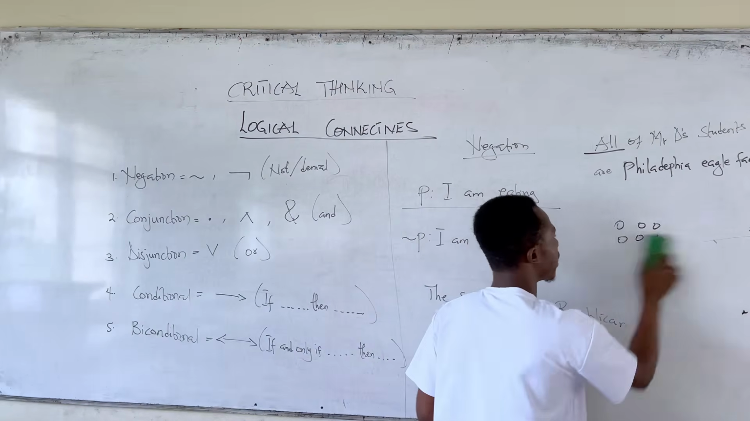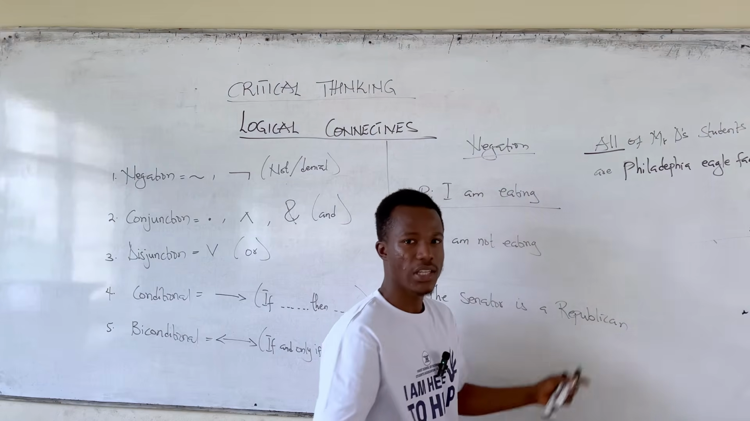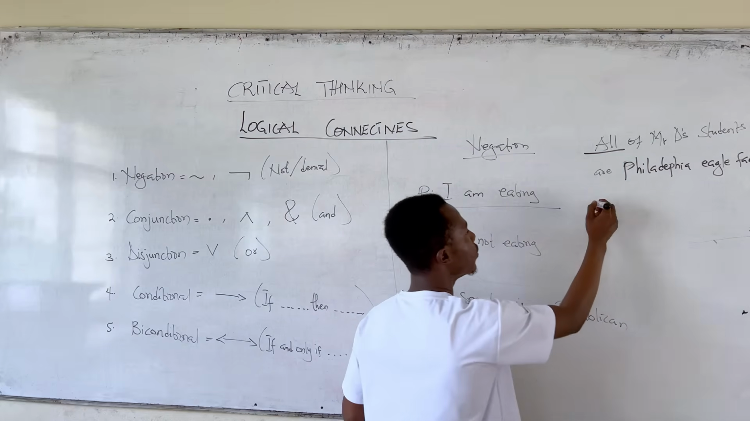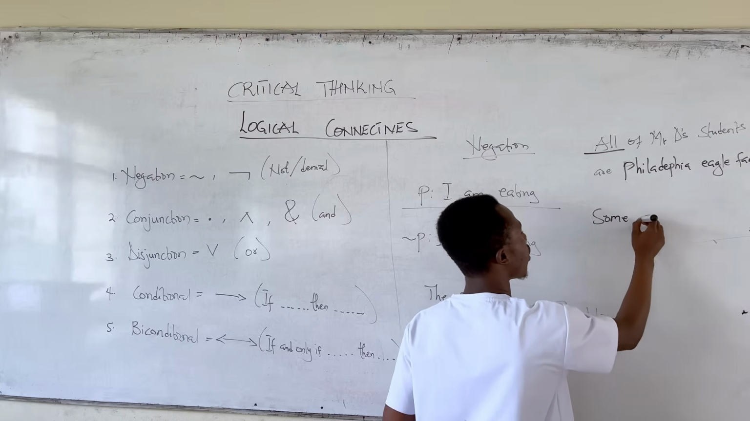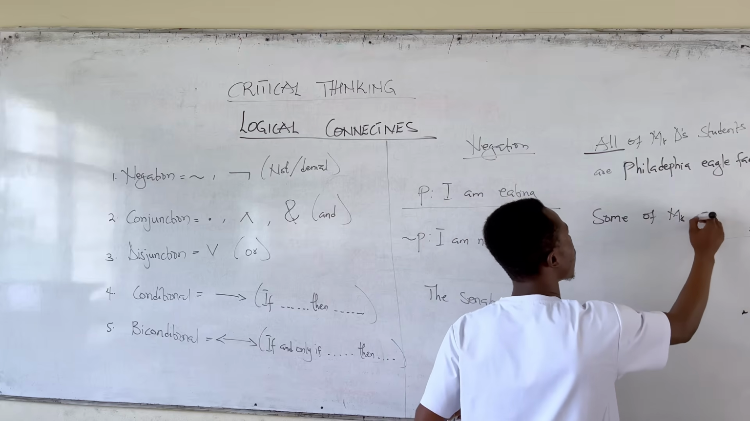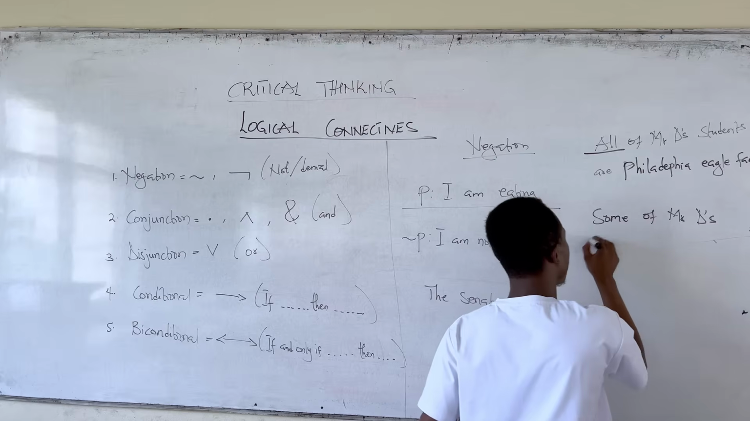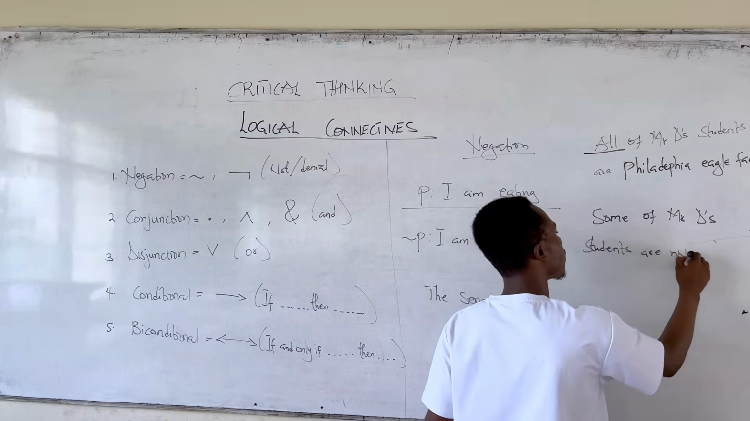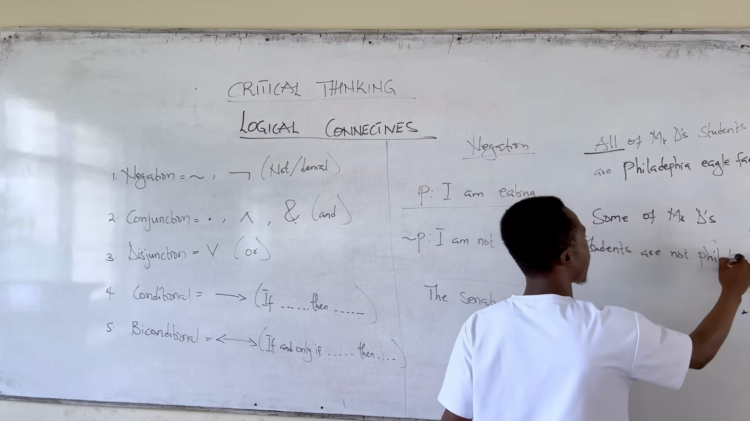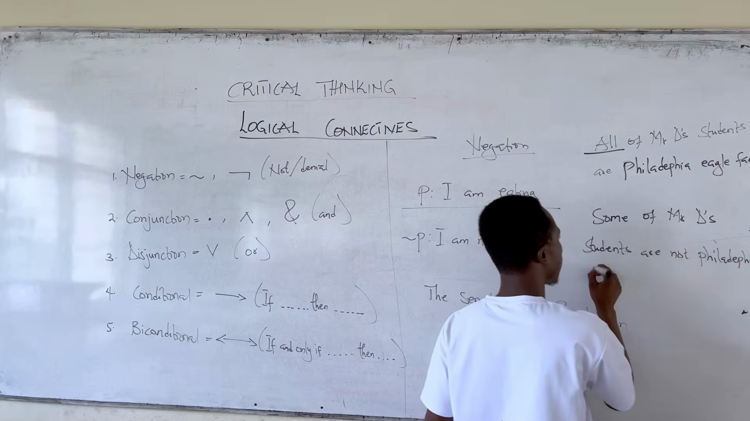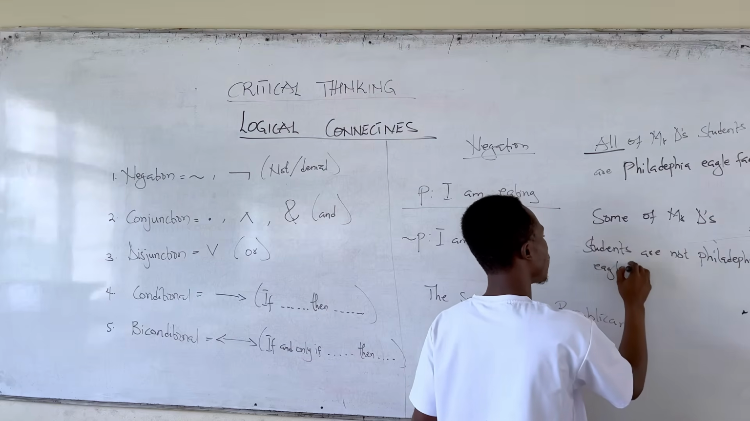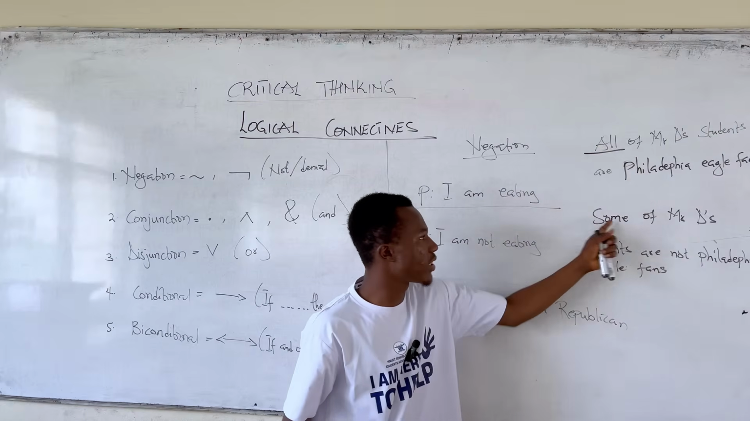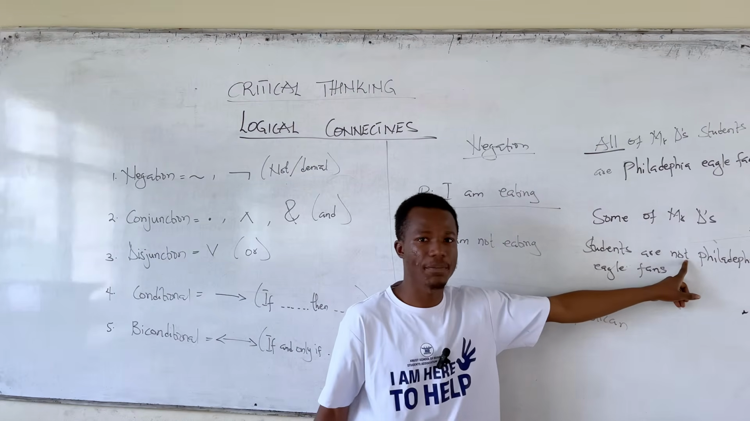So what we are going to do is, anytime you see all of something in categorical perspective or argument, you say some of Mr. D's students are not Philadelphia Eagle fans. So you have negated this to some, right? Then you have introduced the not here. I believe you get it.